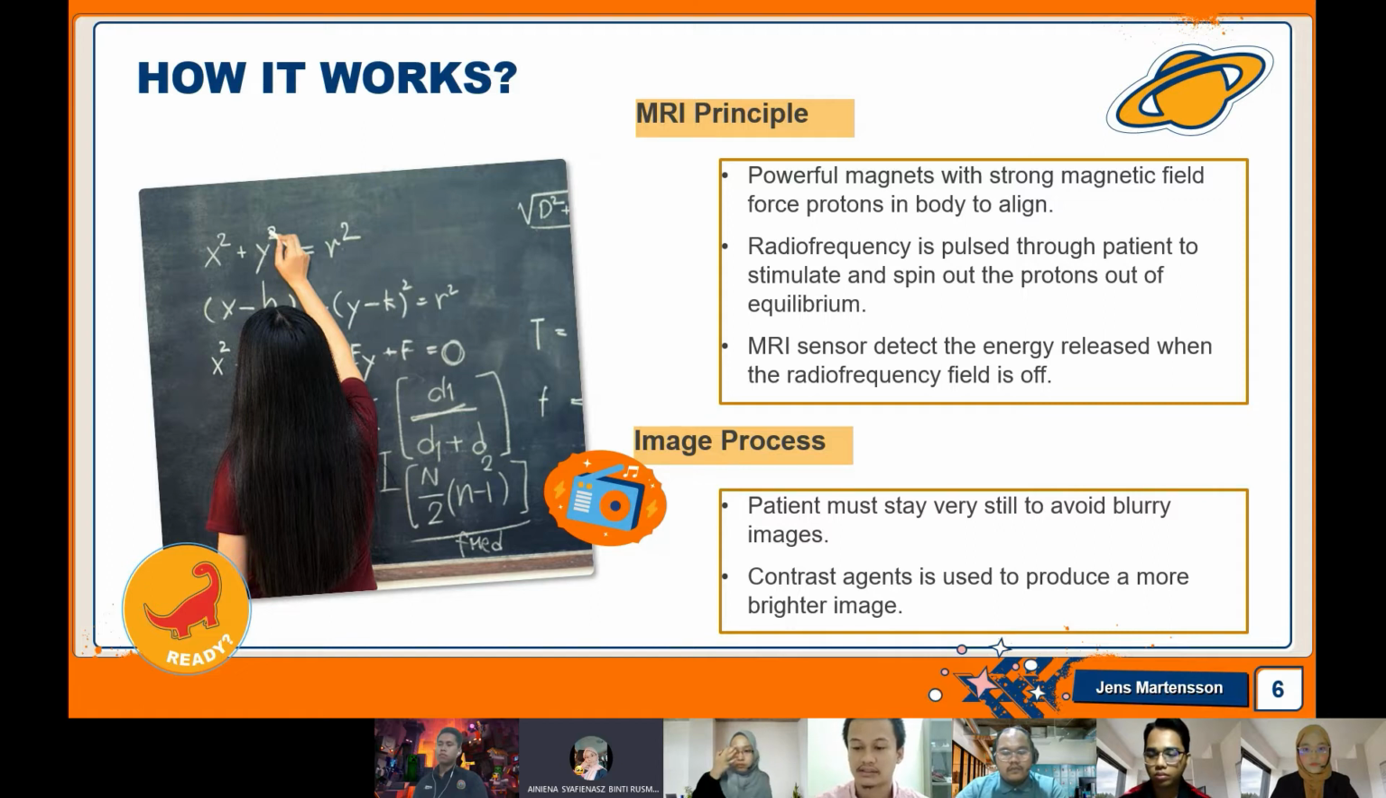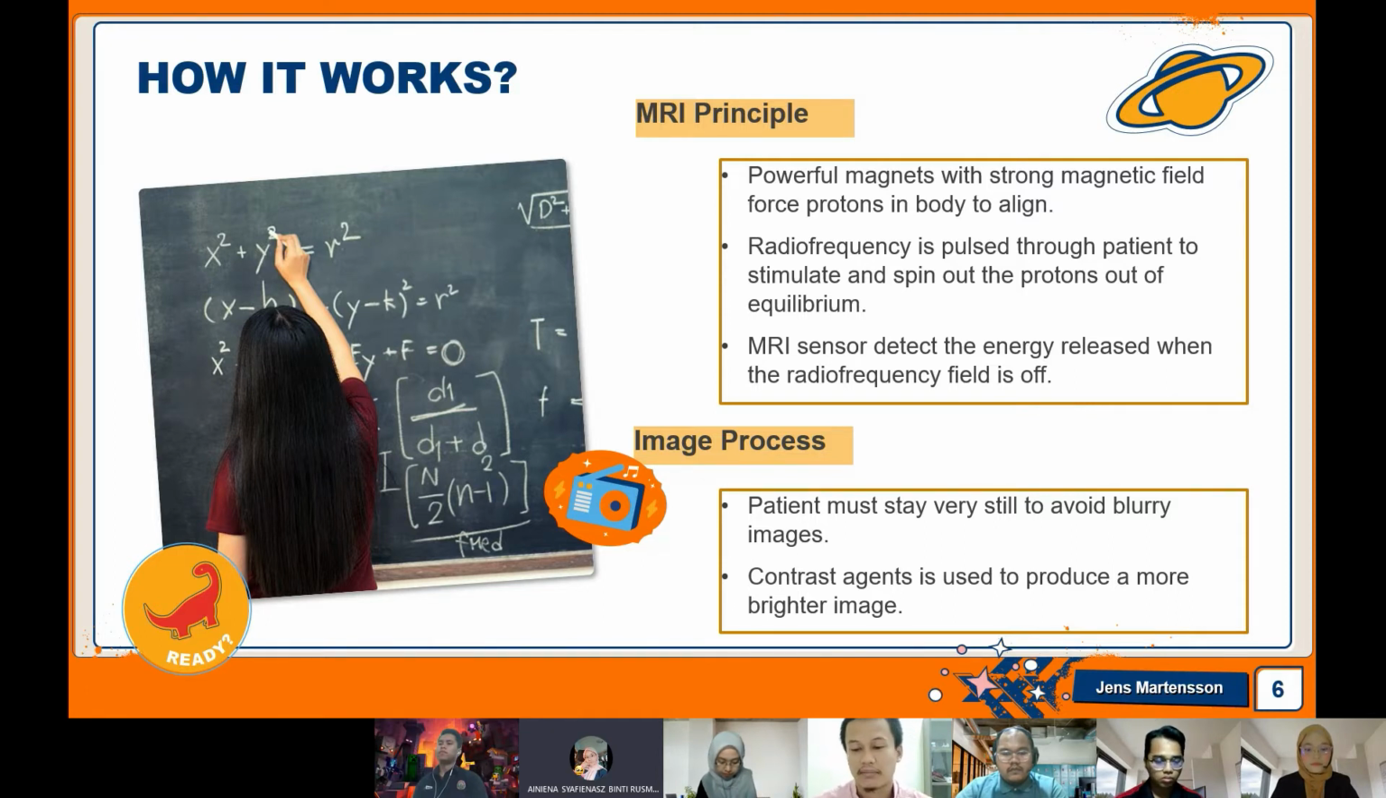The time it takes for the protons to realign with the magnetic field, as well as the amount of energy released, changes depending on the environment and the chemical nature of the molecules. Physicians are able to tell the difference between various types of tissues based on these magnetic properties. Okay. Next, the image process.